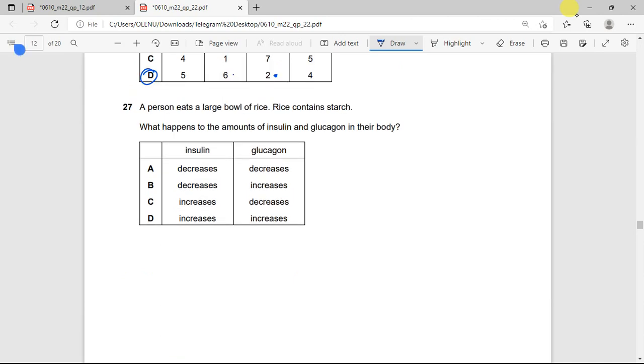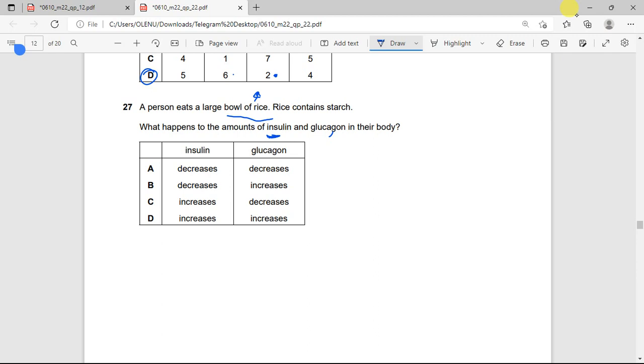Now, a person eats a large bowl of rice. Rice contains starch. What happens to the amount of insulin and glycogen in the body? Now, there will be an increase in glucose, thereby there should be an increase in insulin to convert the excess glucose to glycogen. So both of them should increase.